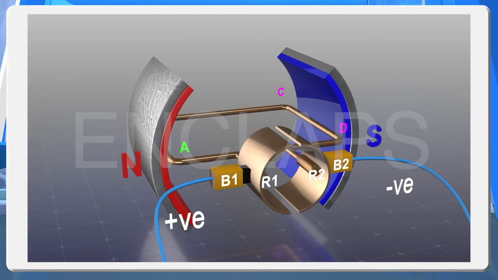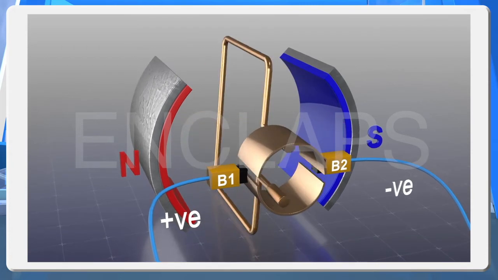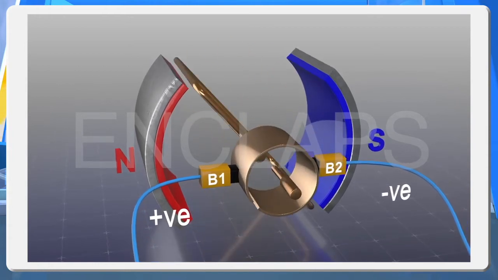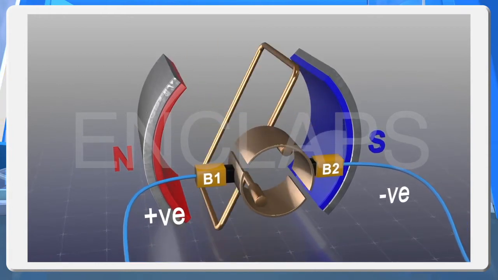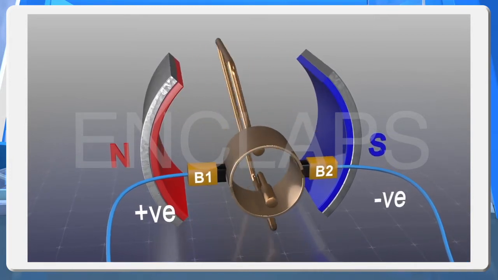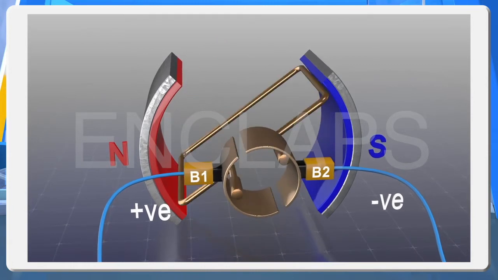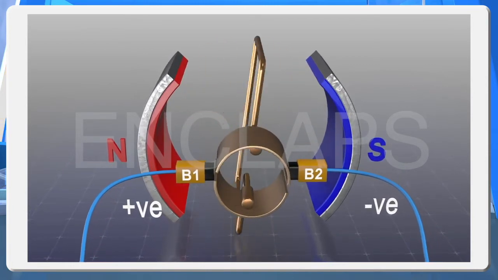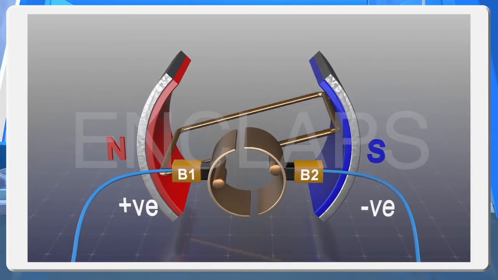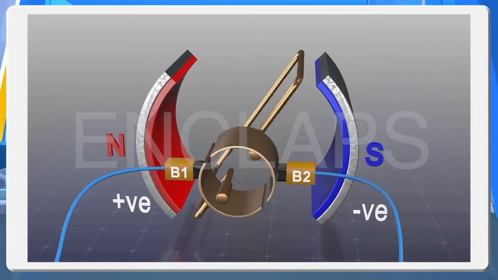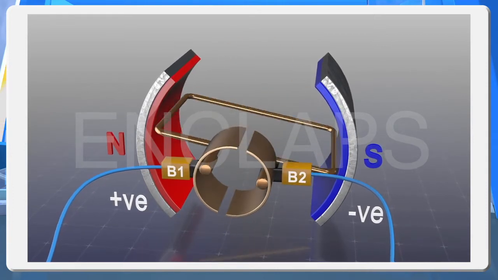Split ring commutator helps to change the direction of the current after each half rotation. For the motor to continue to rotate, the current through the armature must be constantly changing. The split ring helps to change the direction of current in the circuit after each half rotation. Hence, it is also known as split ring commutator.